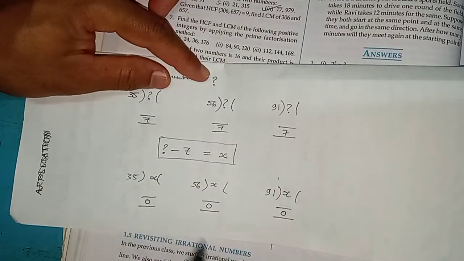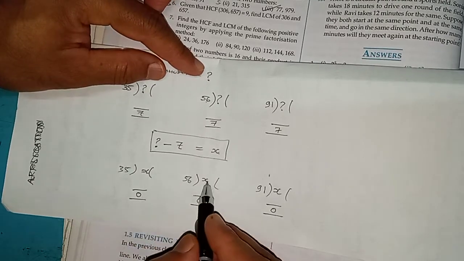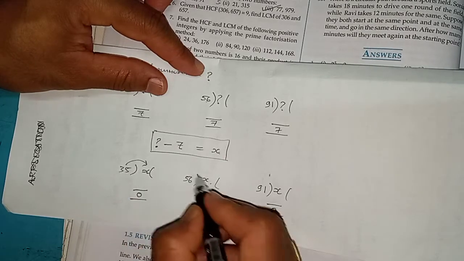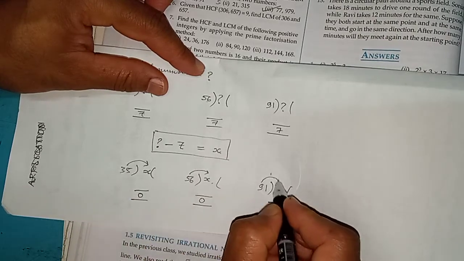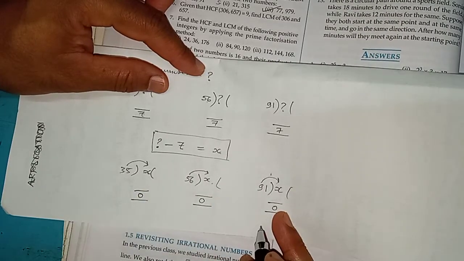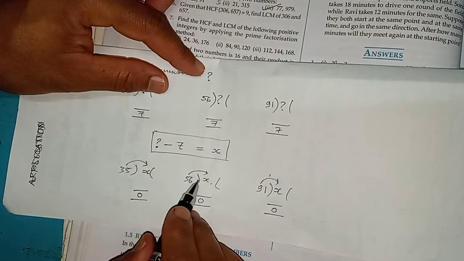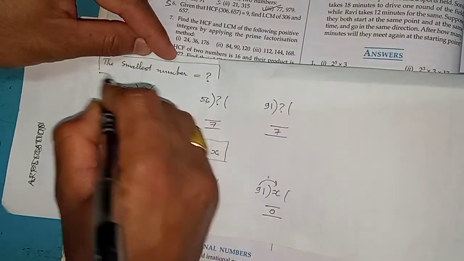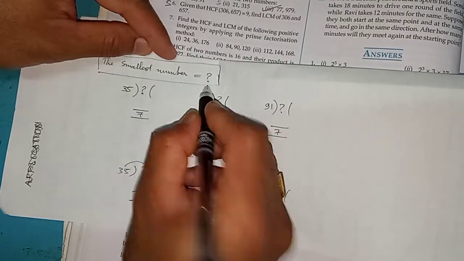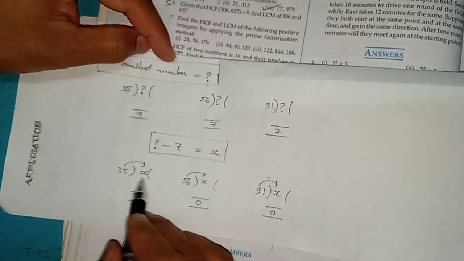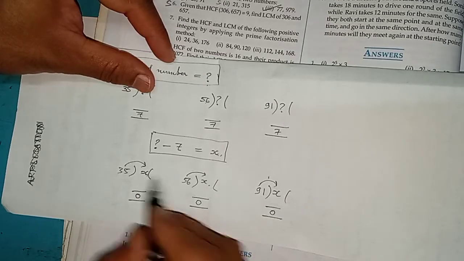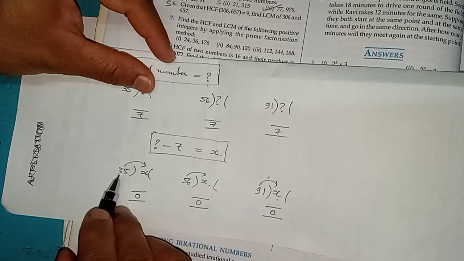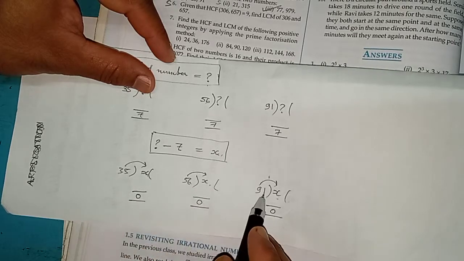That means, in simple words, this new number is now completely divisible by 35, by 56 and 91, completely divisible. And moreover, see, x is still the smallest number. It's not the required number, because the required number is this number. But even though x is not the required number, at least we know that x is the smallest number which is completely divisible by 35, 56 and 91.